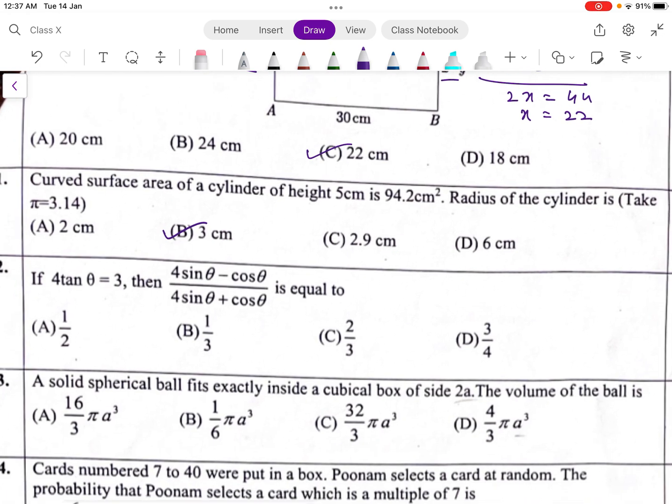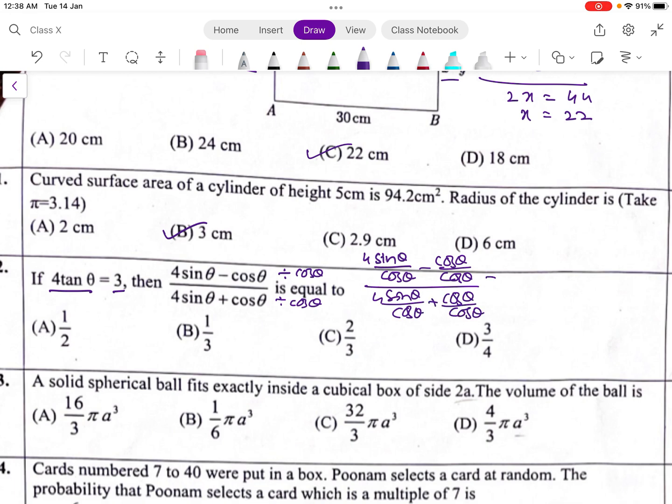Then another question: 4 tan theta equals 3. In the expression you can see (4 sin theta minus cos theta) over (4 sin theta plus cos theta). Instead of finding all the other values, you can think logically. If you divide the entire expression by cos theta, dividing the numerator by cos theta and the denominator also by cos theta, what would happen is the numerator will become 4 sin theta upon cos theta minus cos theta by cos theta. Similarly the denominator is 4 sin theta upon cos theta plus cos theta by cos theta.